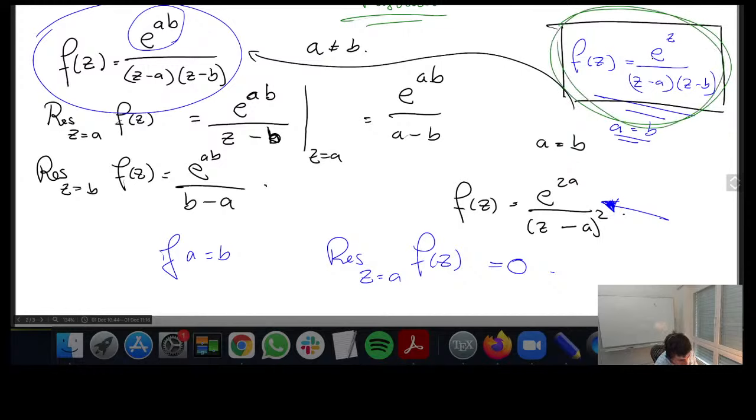This example of f of z being equal to e to the z over z minus a times z minus b, because it's a more interesting example. Here, this e to the ab is just a constant. I took this example from the book so that you could go and see the calculation for when a is equal to b, and I wouldn't have to do it so that I can go to the other things.